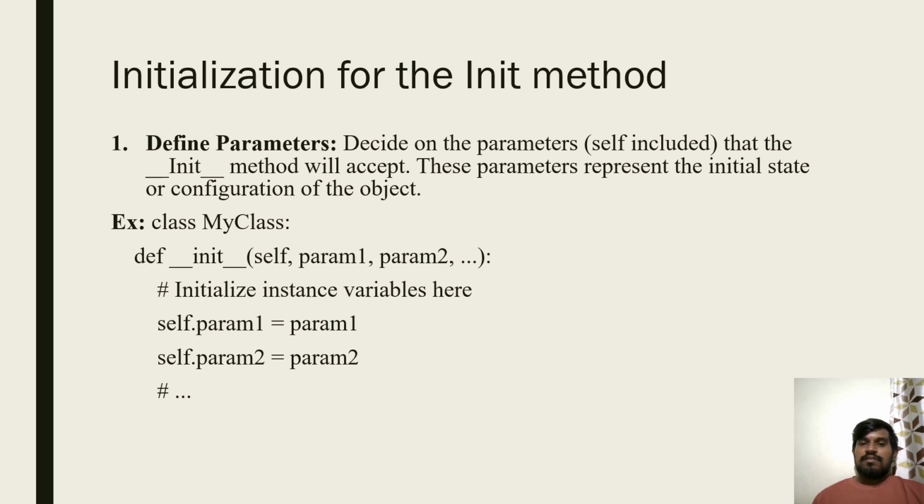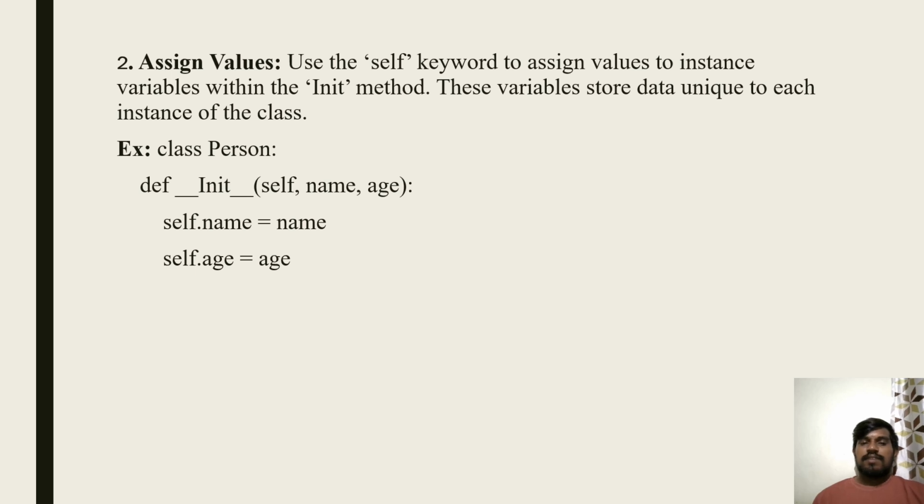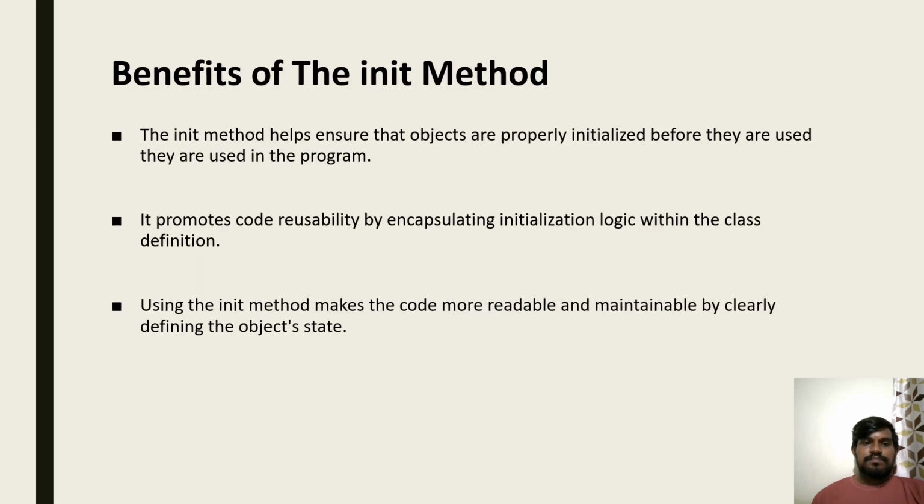Initialization of the init method. Define parameters: decide the parameters, self included, that the init method will accept. These parameters represent the initial state or configuration of the object. Example: class MyClass, def init self, para1, para2. Initialize instance variables: self.para1, self.para2. Assign values: use the self keyword to assign the values to instance variables within the init method. These variables store data unique to each instance of the class Person. Def init self, name, age, self.name equals name and self.age equals age.